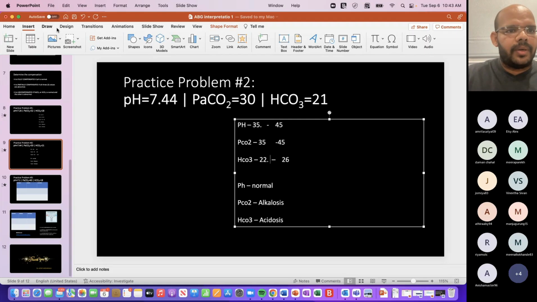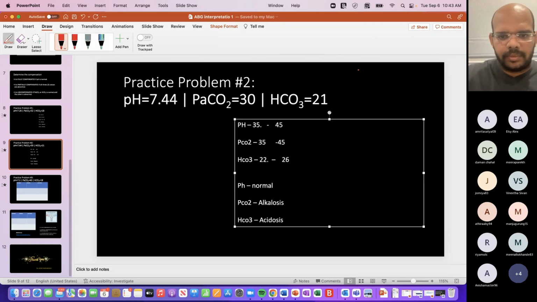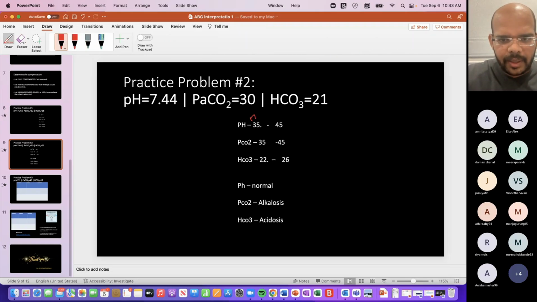Okay, so here, I told you always mark it A, B, B, A, B. So you marked it like this. If pH is less than 35, it is acidosis. PCO2, you told 30. 30 is less than 35, so it is base. So it is alkalosis. Got it?